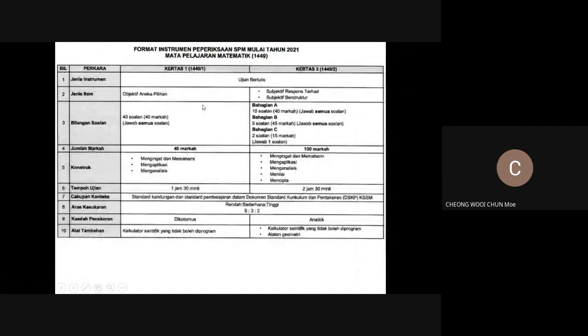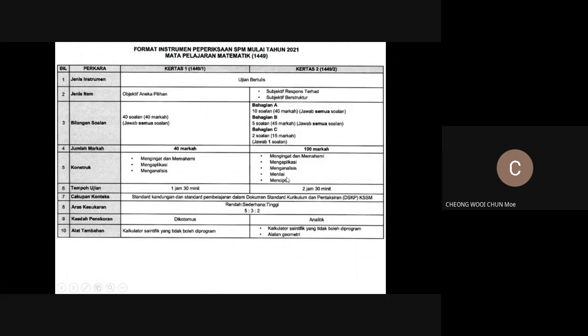The format: Paper 1 has 40 questions, 1 hour 30 minutes. Paper 2 is 2 hours 30 minutes. Paper 1 will be objective, 40 marks only. Paper 2 is 100 marks. There are Section A, Section B and Section C. Section A is 10 questions, 10 marks, must answer all. Section B is 5 questions, must answer all. Section C has 2 questions, but you only answer 1 question.